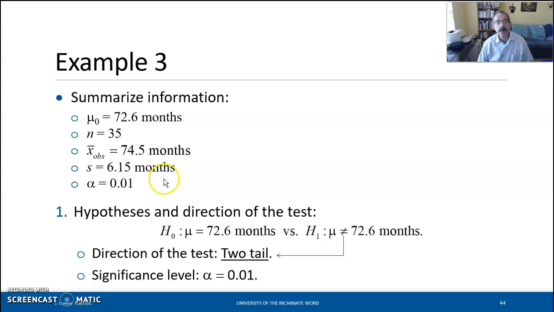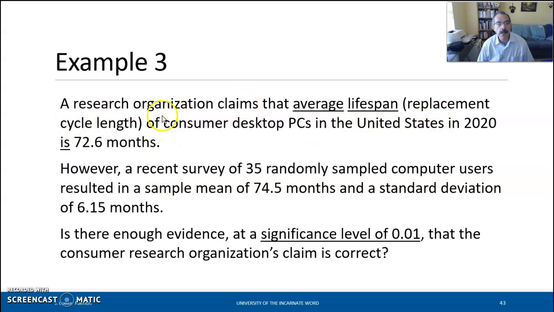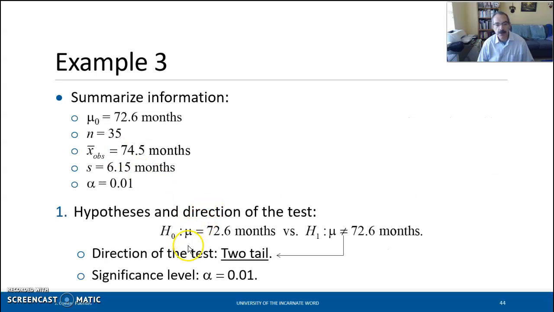All right, so in here you notice that this organization says that the average lifespan is 72.6, implying equality. So that's telling you what the null hypothesis is. So then we write the null hypothesis, the mean is equal to 72.6 months. And therefore, of course, the alternative hypothesis is that the mean is not 72.6 months. So that tells you this is a two-tail test and the significance level is 0.01.